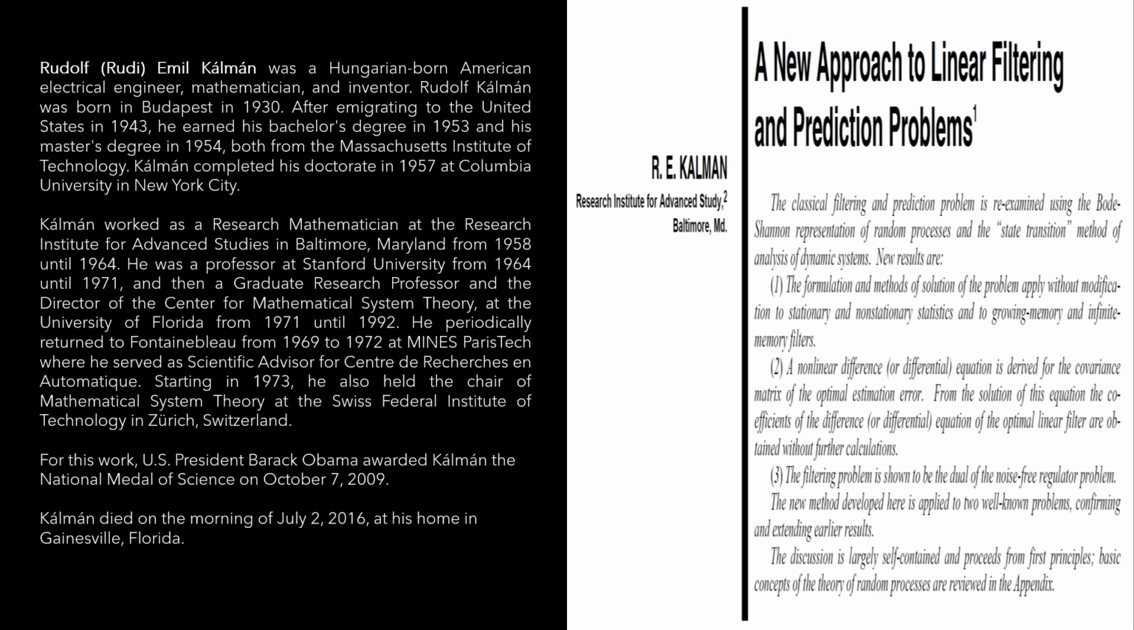Kalman was most noted for his co-invention and development of the Kalman filter, a mathematical algorithm that is widely used in signal processing, control systems, and guidance, navigation and control. For this work, U.S. President Barack Obama awarded Kalman the National Medal of Science on October 7, 2009.